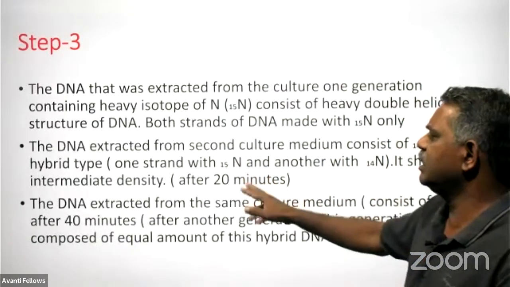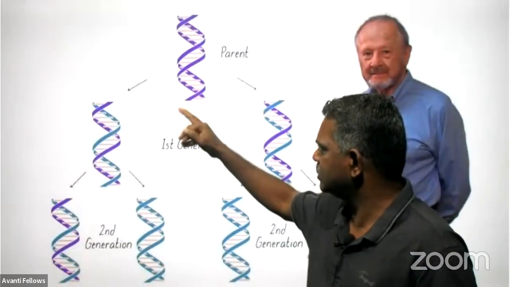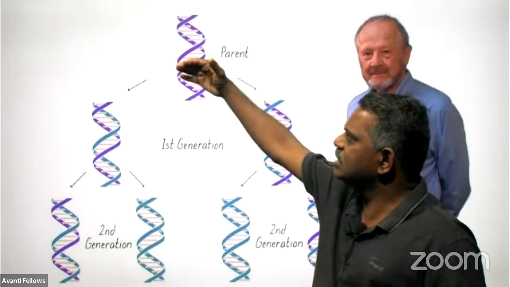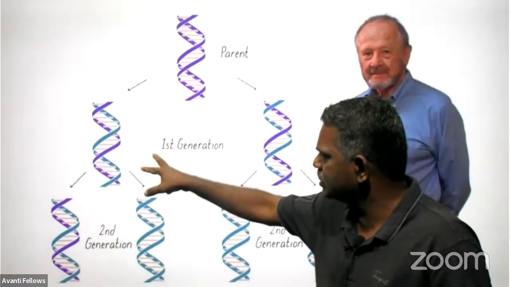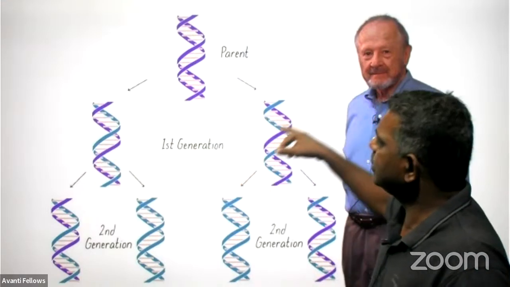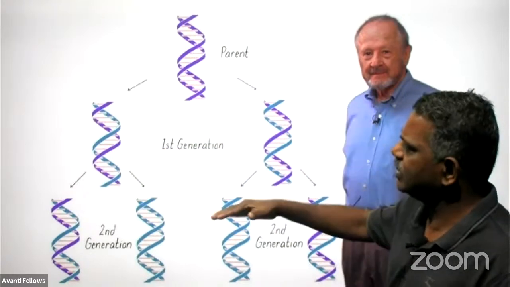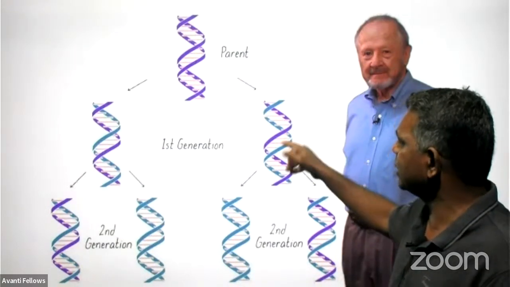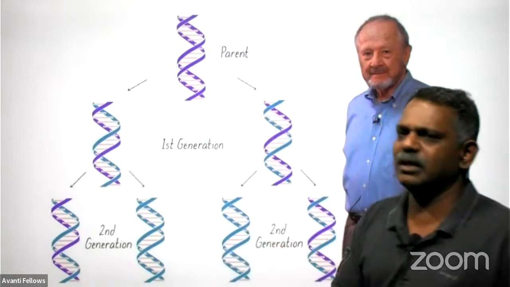It showed intermediate density after 20 minutes. So after keeping E. coli in the heavy isotope of nitrogen, it is transferred to normal nitrogen, and after 20 minutes it produced the first generation. On centrifugation, they got an intermediate density, neither light nor heavy. Intermediate, because one strand is heavy and the other strand is light only. That is the DNA they got in the first generation.